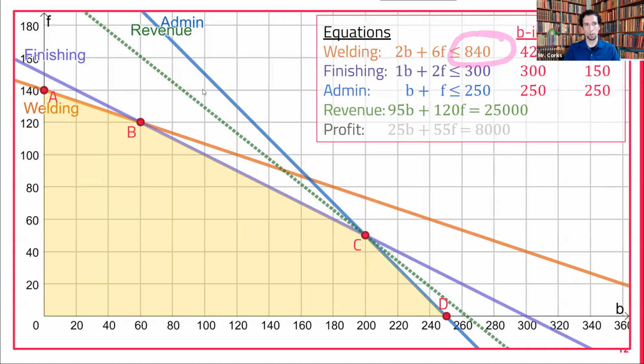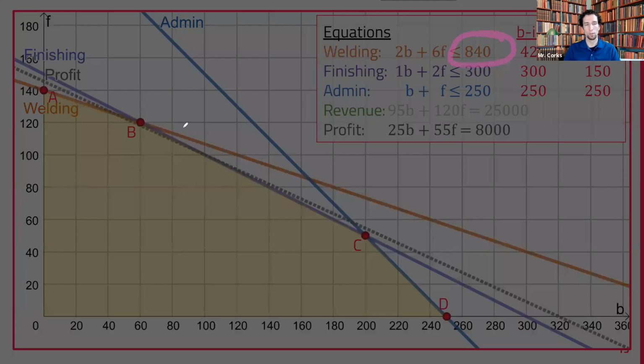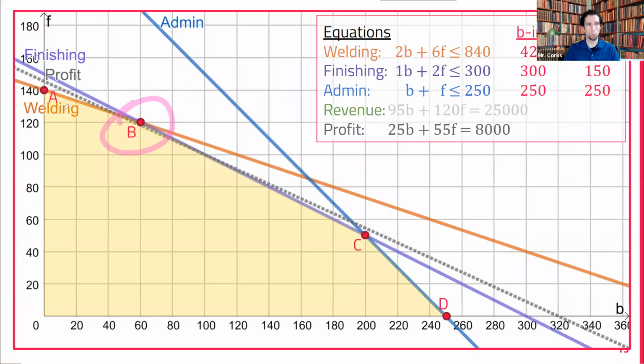And we did the same thing for profits, and we saw that for B, which is the best point for profit, it's welding and finishing, orange and purple lines intersecting there. So we have this distance between admin and point B. And so we have unused admin labor hours available there. So if the constraints are meeting at that point, we've used all of the constraints available. We're using all of the 300 and all of the welding, 840 hours available.